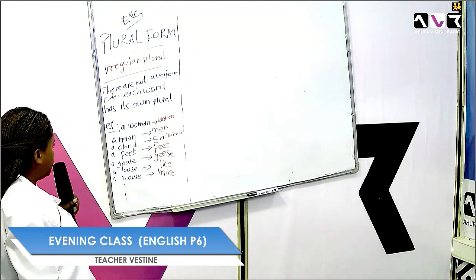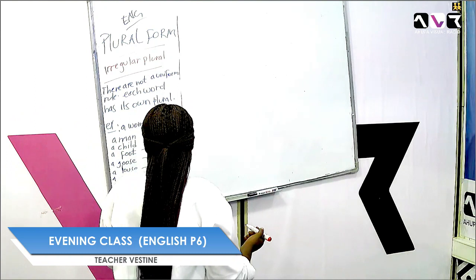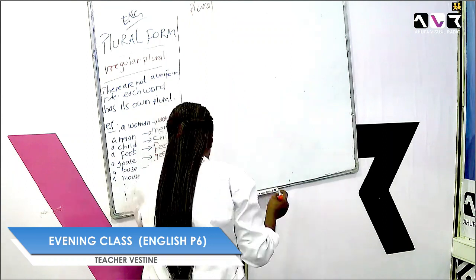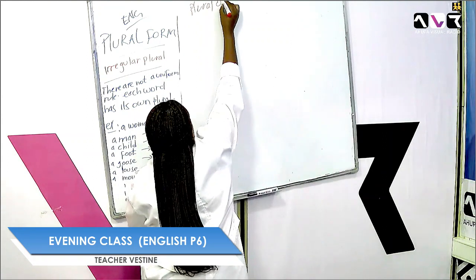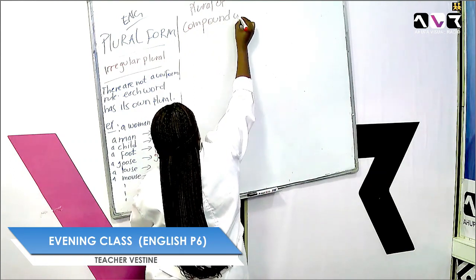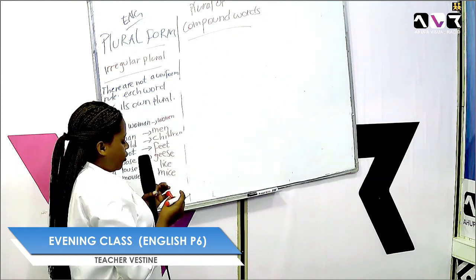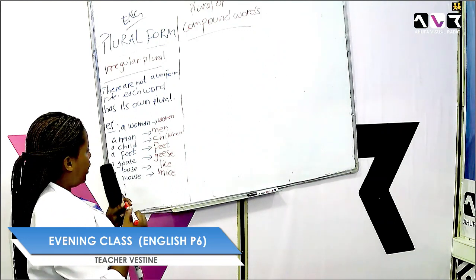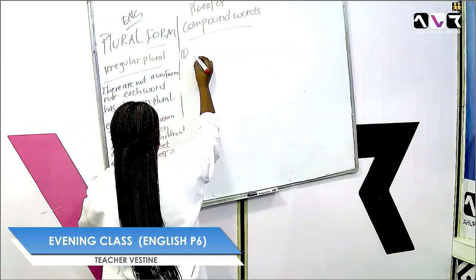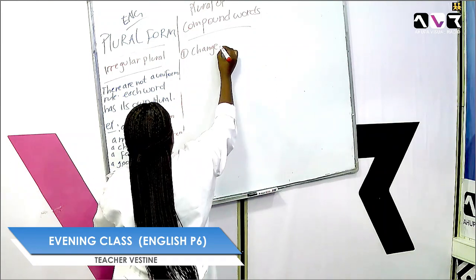This plural form is for the simple words. When you have compound words, the plural of compound nouns falls into three categories. The first is where the change is in the first word, where we change the first word.